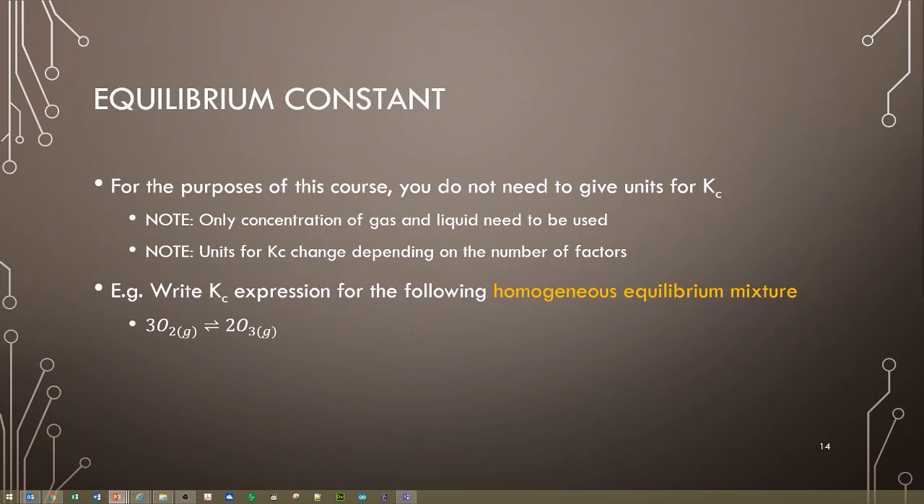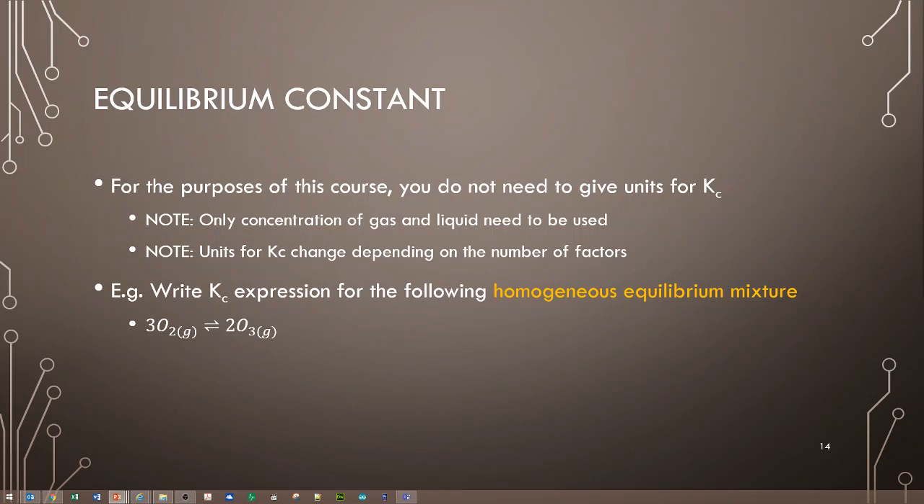Now, units. You don't have to give a unit for Kc, because depending on how many reactants and products you have, and how many times you multiply each, the unit of the Kc expression changes. So you don't have to have any unit. You just have to give a number as a fraction if you're asked to calculate. Units for Kc change depending, as I said.